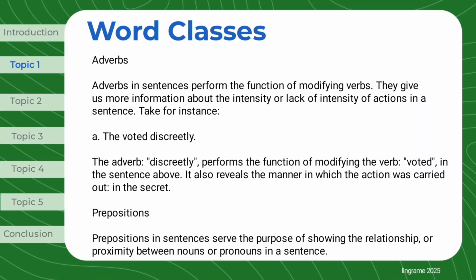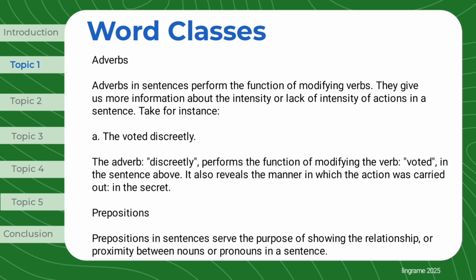Adverbs. Adverbs in sentences perform the function of modifying verbs. They give us more information about the intensity or lack of intensity of actions in a sentence. Take for instance, they voted discreetly. The adverb, discreetly, performs the function of modifying the verb, voted, in the sentence above. It also reveals the manner in which the action was carried out, in secret.